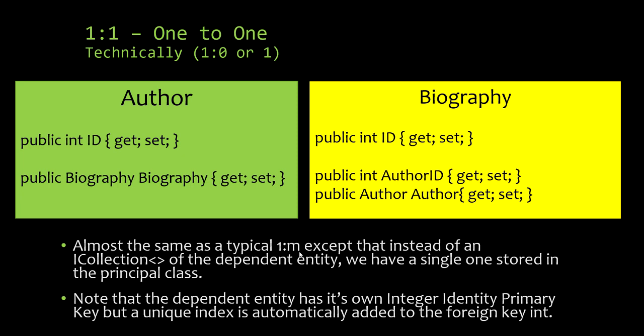So it's almost the same as a typical one-to-many. The main thing you'll notice, though, is instead of an ICollection of the dependent entity, we have a single one stored in the principal class, right? So over here under author, instead of having an ICollection of biography objects, we just have public biography, right? Now the dependent entity has its own integer primary key in this case. Okay, so the int author ID is our standard foreign key, right? And that is one way to set up our 1 to 0 or 1.